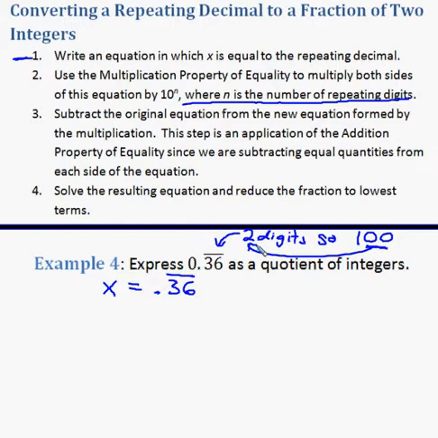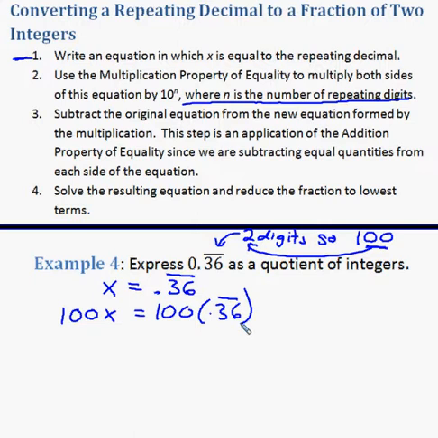So we're going to multiply both sides by 100 and get a new equation. So we're going to get 100x equals 100 times 0.36 repeating. Continuing: subtract the original equation from the new equation formed by multiplication.